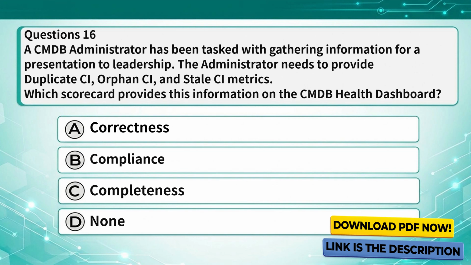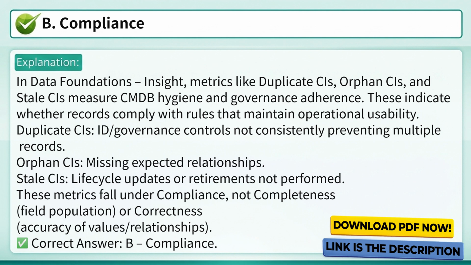Question 16. A CMDB administrator has been tasked with gathering information for a presentation to leadership. The administrator needs to provide duplicate CI, orphan CI, and stale CI metrics. Which scorecard provides this information on the CMDB Health Dashboard? A. Correctness. B. Compliance. C. Completeness. D. None. Answer: B.